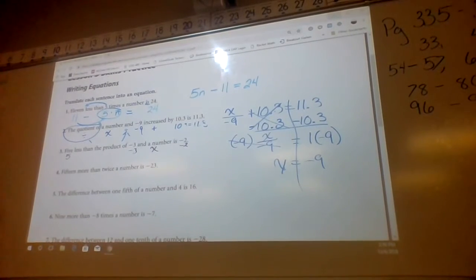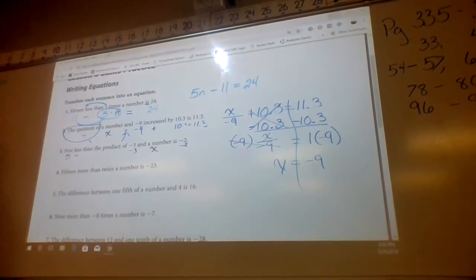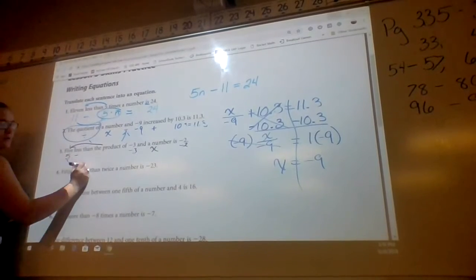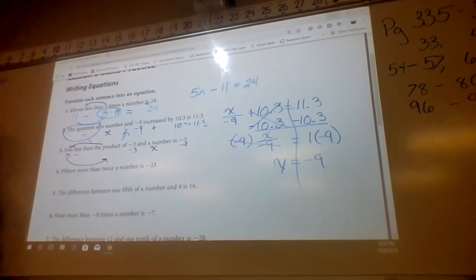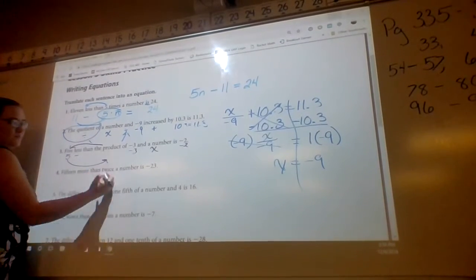5 negative. What does the word less mean? Subtract. What does the word then mean? Reverse, which means whatever's in the back comes forward. Whatever's in the front goes to the back. So what's the next keyword? Product. What does product mean? Product means equal.